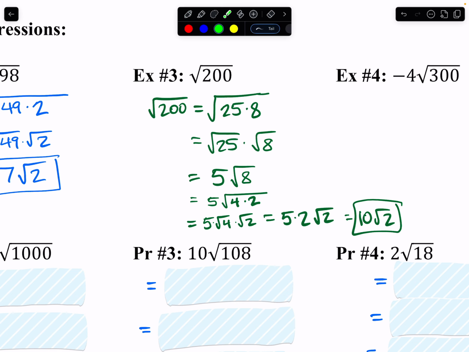The whole point is, even if you don't pull out the largest factor, you can still keep going to get to the right answer. This is not a wrong answer. This is just not fully simplified. 10 root 2 is fully simplified because the square root of 2 cannot be simplified further. The square root of 8 can, because we could bring out a factor that's a perfect square.